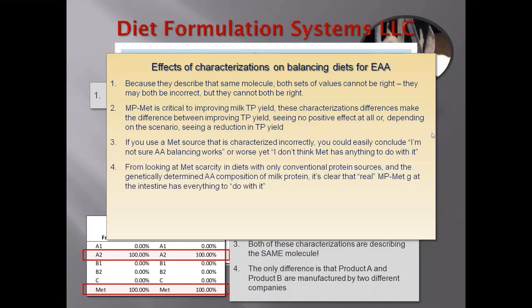From looking at methionine scarcity in lactating diets, which is what we did in the first discussion, when only conventional protein sources are used, and looking at the amino acid composition of milk protein, that it is genetically determined, that it's fixed, it's very clear that real grams of NP methionine at the intestine has everything to do with it.